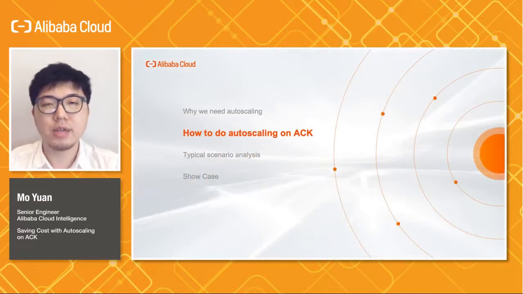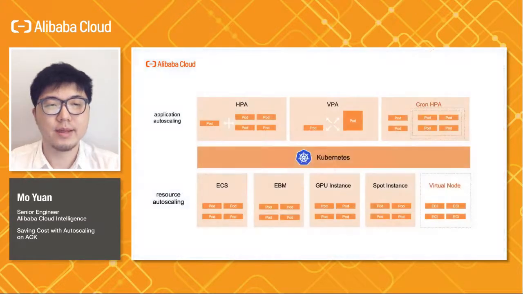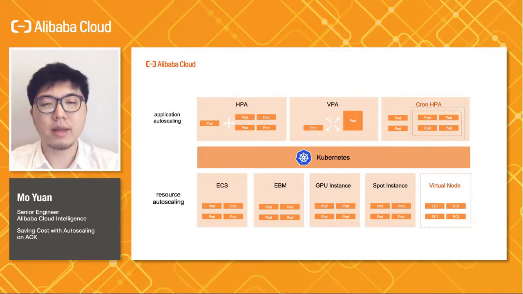In the next section, I will introduce how to do outscaling on ACK. Here's the architecture of outscaling on ACK. We have two kinds of outscaling categories: application outscaling and resource outscaling. HPA is horizontal pod outscaling. You can use HPA to outscale pods based on metrics. VPA is vertical pod outscaling. It's not that popular, and we will not talk about it in detail today.